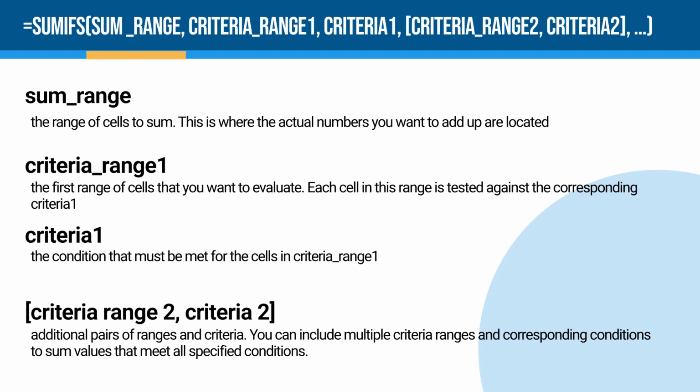Sum range. This is the range of cells to sum. This is where the actual numbers you want to add up are located. Criteria range 1. This is the first range of cells that you want to evaluate. Each cell in this range is tested against the corresponding criteria 1. Criteria 1. This is the condition that must be met for the cells in criteria range 1. Like with SUMIF, it can be a specific number, text, expression, or a cell reference. Criteria range 2, criteria 2, these are additional pairs of ranges and criteria. You can include multiple criteria ranges and corresponding conditions to sum values that meet all specified conditions.